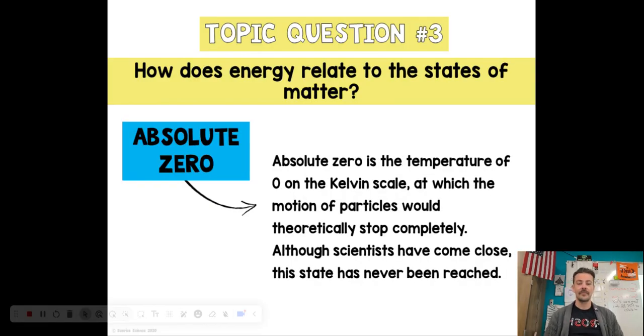Absolute zero is the temperature of zero on the Kelvin scale, which is a unit of temperature measurement, at which motion of all the particles would theoretically stop completely. All atoms and all particles in the atoms would come to a complete stop at absolute zero. Although scientists have not yet reached absolute zero, we have come close.